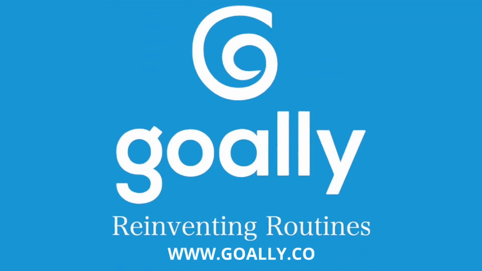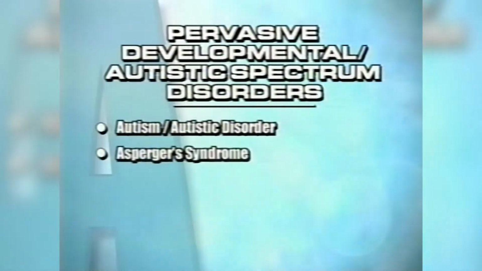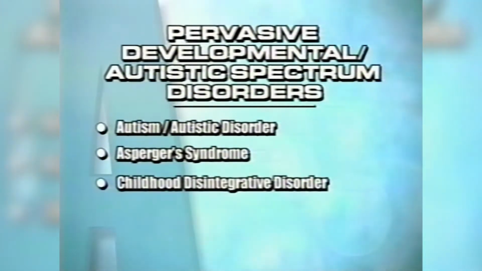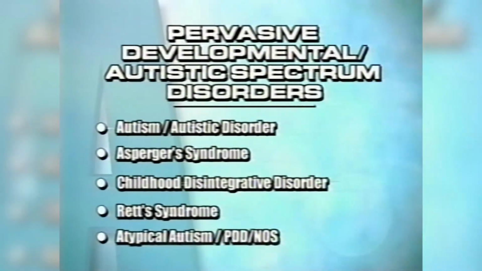And there are 5 of these disorders, including autism, Asperger syndrome, childhood disintegrative disorder, Rett syndrome, and pervasive developmental disorders not otherwise specified.